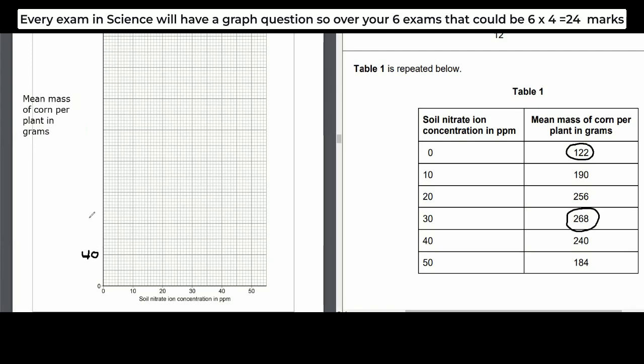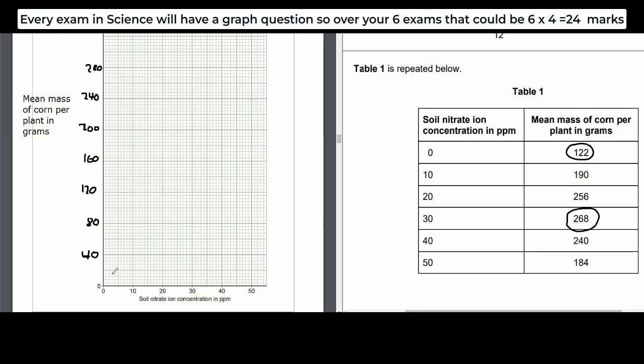So I'm going to go up in 40s. So 40, 80, 120, 160, 200, 240, and 280. So each tiny square of mine is worth 4. And I do that by dividing 40 by 10, and I can work out that 1 square is equal to 4. So the next mark is going to be for plotting points.